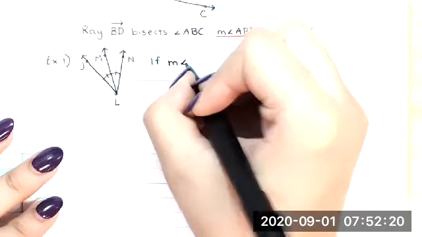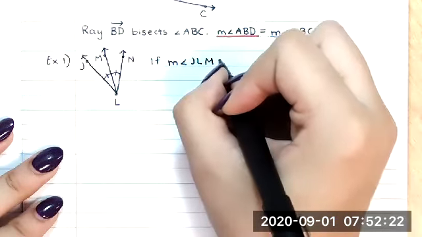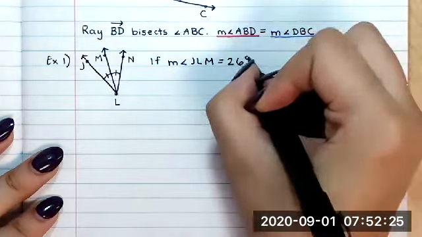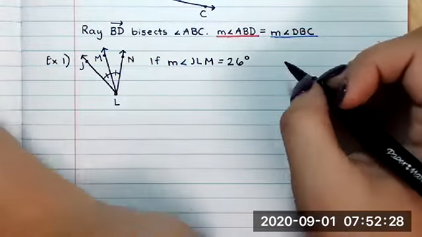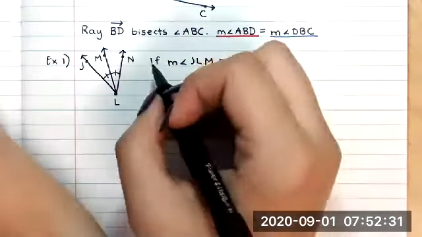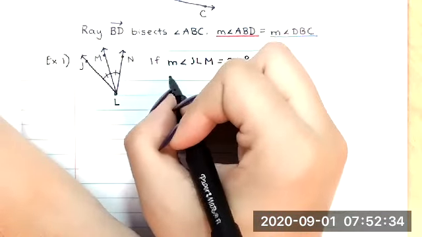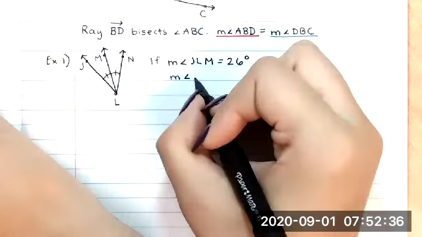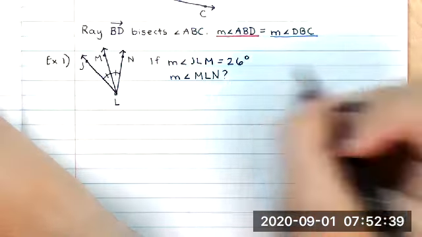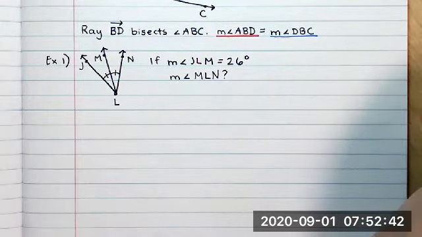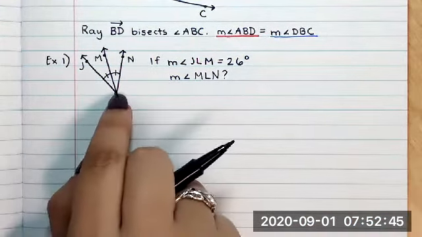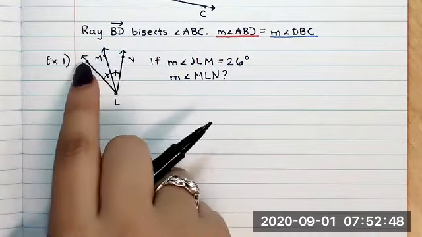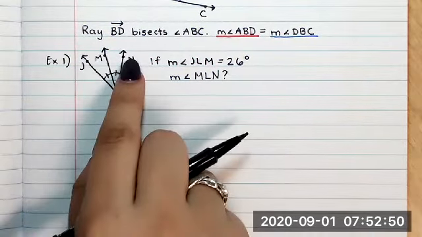The measure of angle JLM is 26 degrees. Then what is the measure of angle MLN? Well, if ray LM is bisecting angle JLN, and one half is 26, then the other half has also got to be 26.